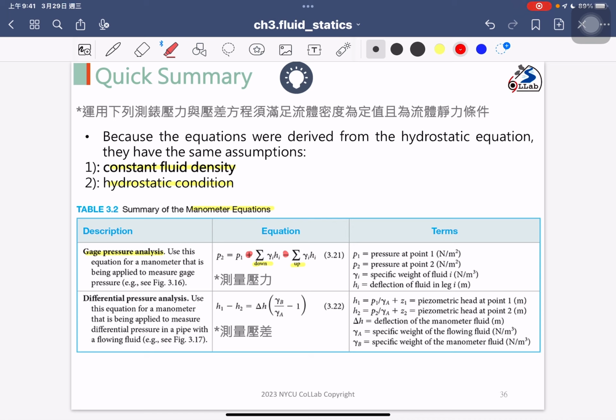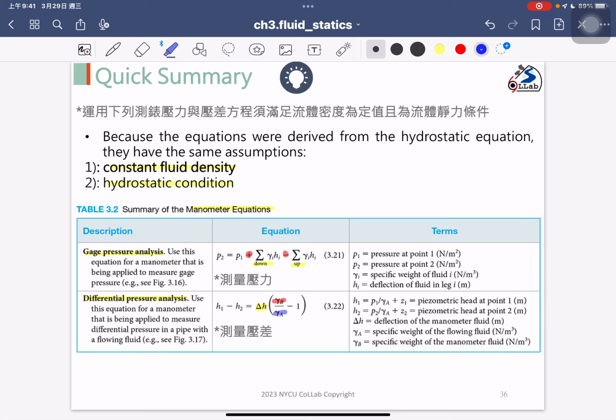And the second equation is the differential pressure analysis. Our purpose is to measure the pressure difference between any two points. So you just observe how large the deflection height is, and then you need to know what your manometer fluid gamma B is, and what your flowing fluid gamma A is, and then you can compute the pressure difference very quickly. But right now the equation is just for the piezometric head difference.